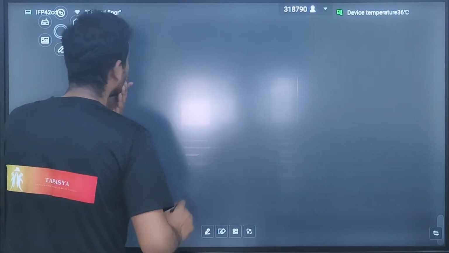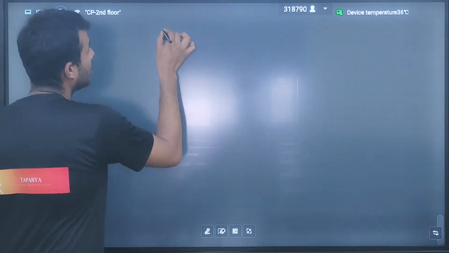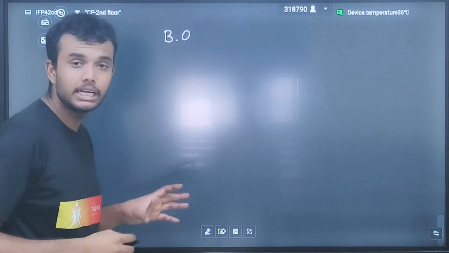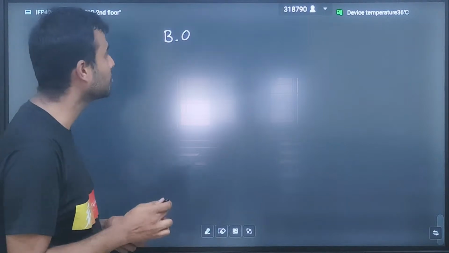First important thing, I will write you one order: the bond order. What is bond order? I will explain. The bond order means between two atoms, how many bonds are there? That is what bond order is.